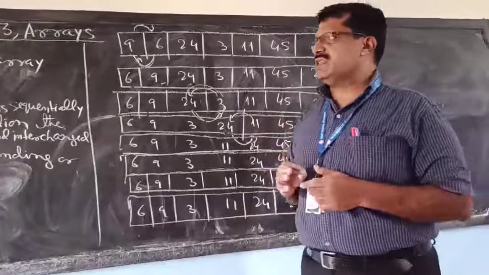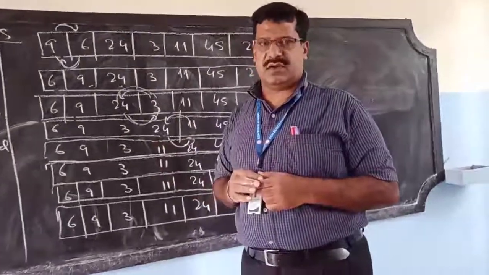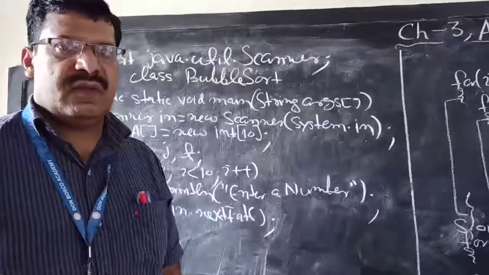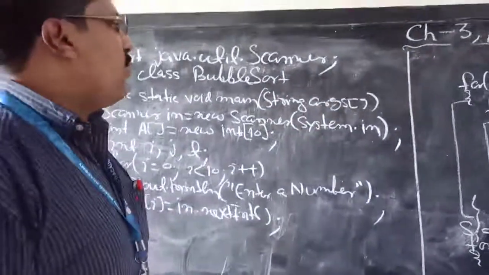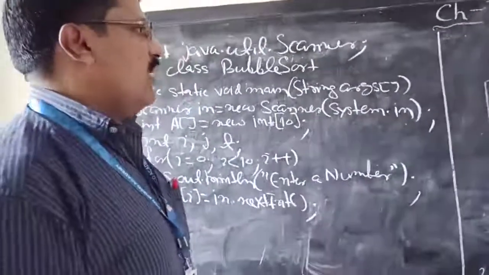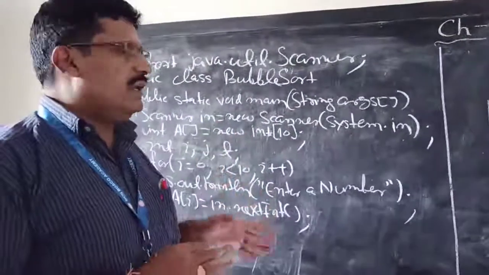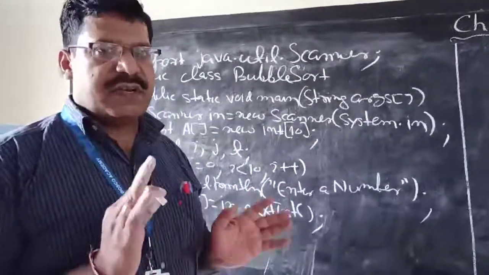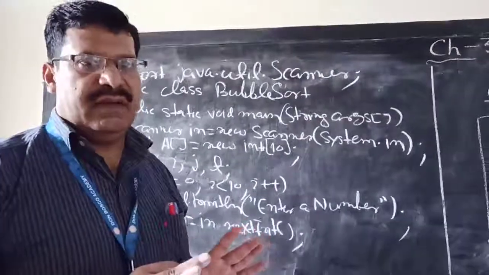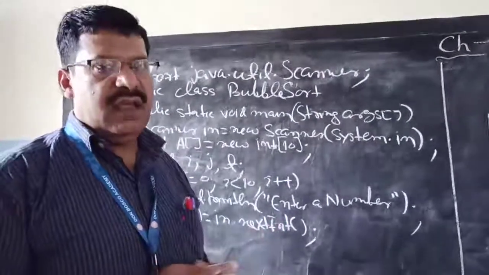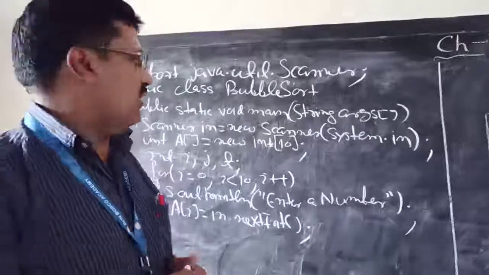Now let us discuss the programs based on the bubble sort. Now see the programming question on bubble sort, how to arrange numbers in ascending order. The question is to write a program to accept 10 numbers in an array randomly, any 10 numbers small and big, and arrange them in ascending order.